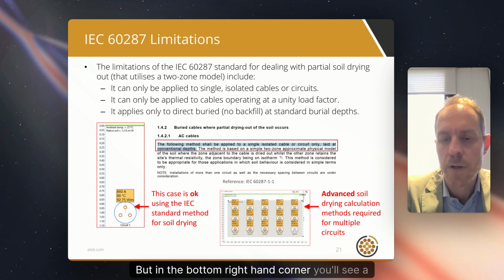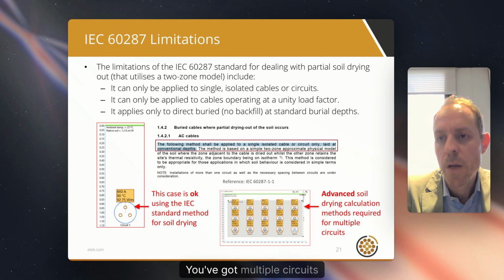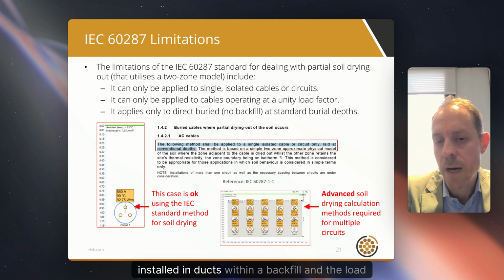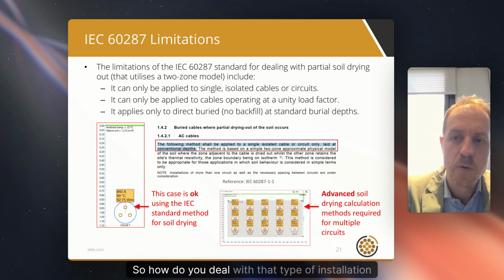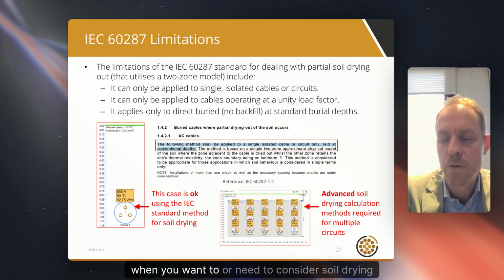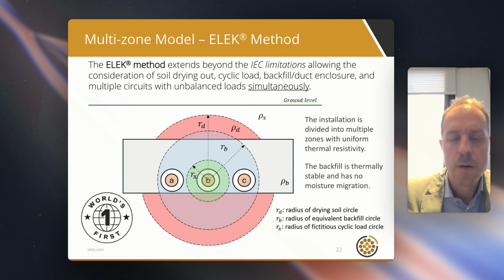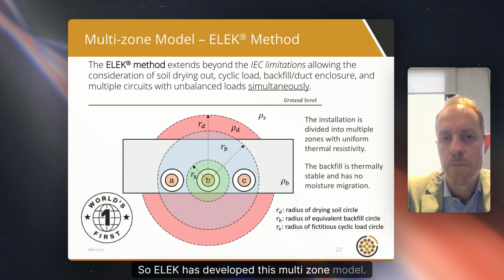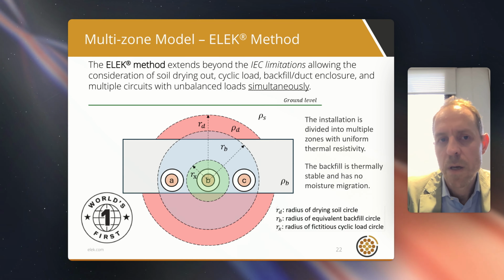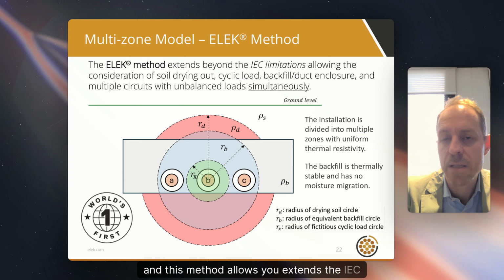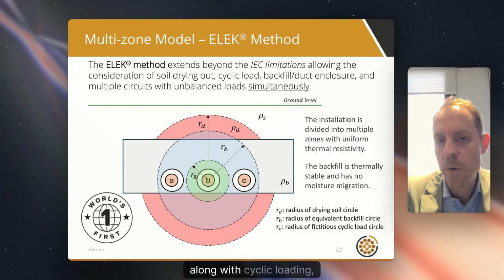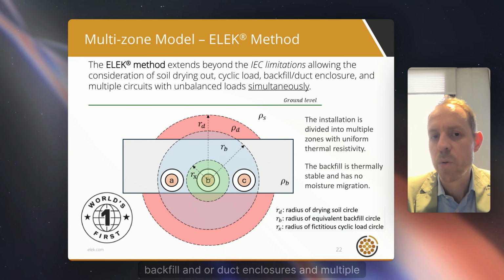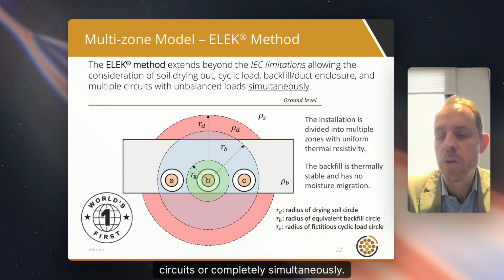But in the bottom right-hand corner, you'll see a more complicated installation. You've got multiple circuits installed in ducts within a backfill, and the load factor could be non-unity. So how do you deal with that type of installation when you need to consider soil drying out? ELEK has developed this multi-zone model. It's actually a world first. This method extends the IEC limitations, allowing you to consider soil dryout along with cyclic loading, backfill and/or duct enclosures, and multiple circuits, completely simultaneously.